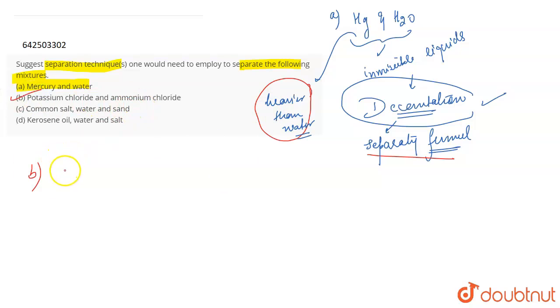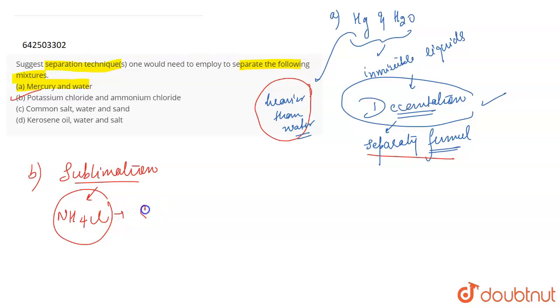Okay, so talking about B, it is potassium chloride and ammonium chloride. Potassium chloride and ammonium chloride can be separated by the technique of sublimation. What happens is that ammonium chloride, which is NH4Cl, is a very good sublimate. So it sublimes and you are left with potassium chloride only. That is how you can separate KCl, which is potassium chloride, and ammonium chloride, because ammonium chloride being a good sublimate sublimes and you're left only with potassium chloride.